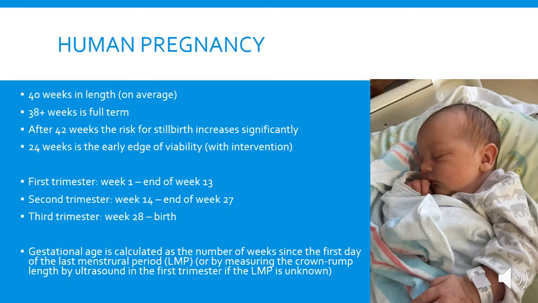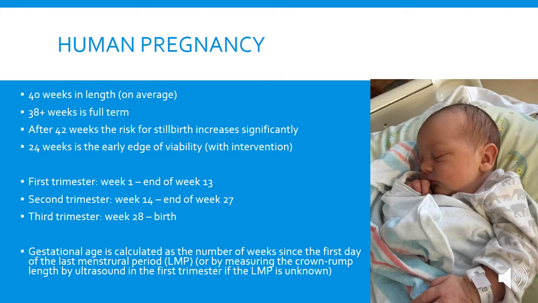Now, certainly there are babies that are born preterm that survive and do well. About the outer edge of viability for humans is 24 weeks, but at that point there is a significant risk for long-term complications for the baby as a result of having been premature.